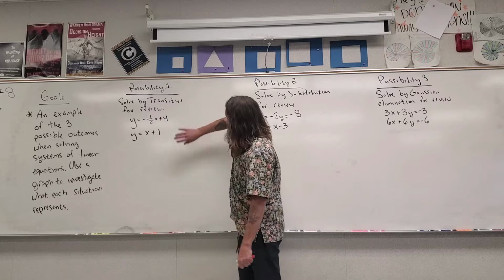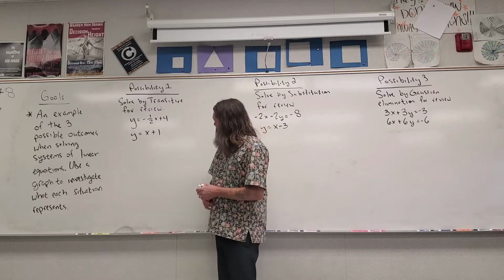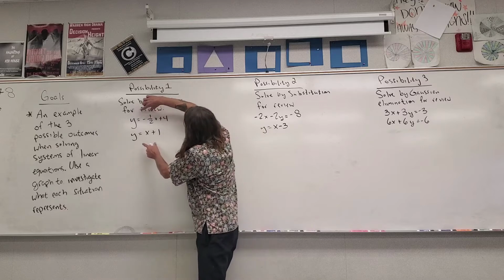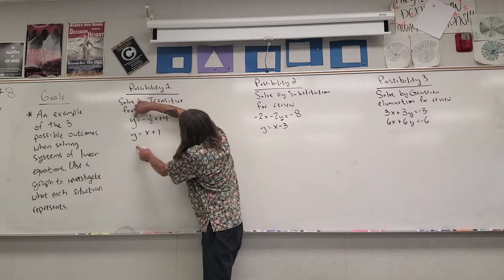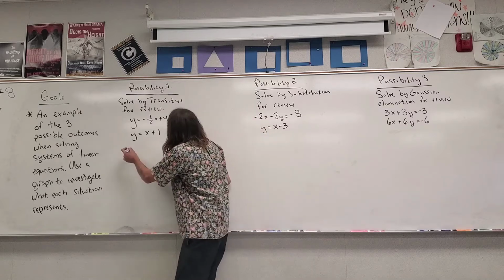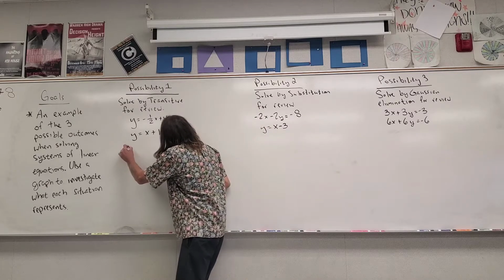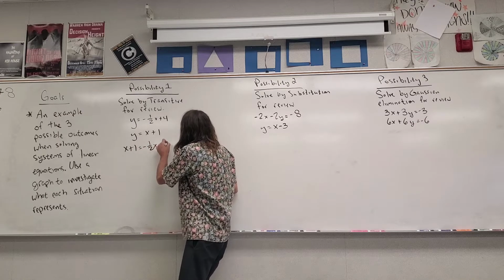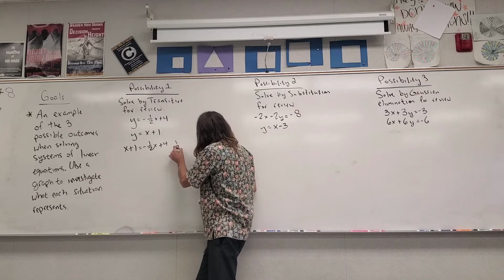So we're going to solve this by transitive. I know that it's transitive because both of these equations are equal to y. So if two things are equal to the same thing, then those two things themselves must be equal. So we can set up the following equation: x plus 1 equals minus 1/2 x plus 4. And so now we get into our 6 steps to solve.